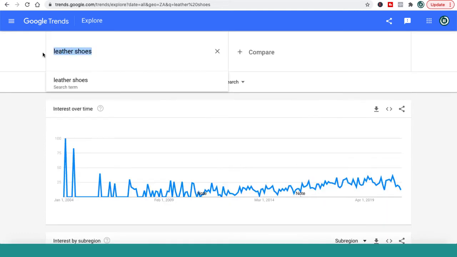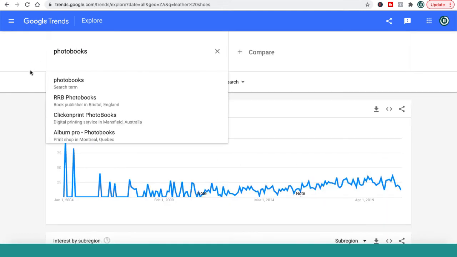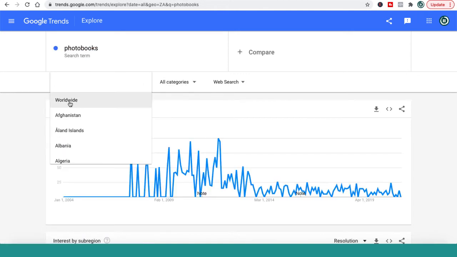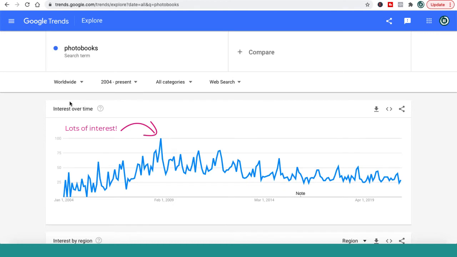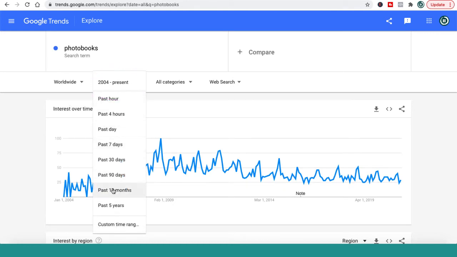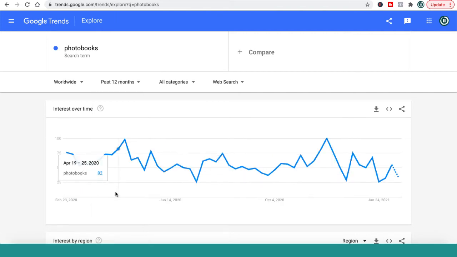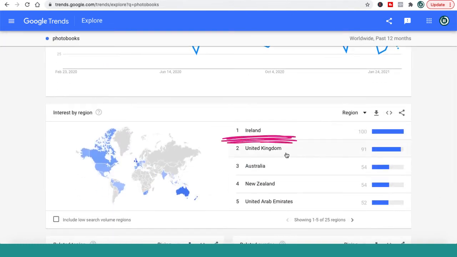Let's go and have a look at photo books. We're going to select worldwide, and there was definitely an interest in February 2009 when it peaked. Let's go back to the past 12 months to see how photo books are trending. It's quite erratic. We see that there was definitely a very strong spike after December, and Ireland seems to be the most predominant searching for photo books.